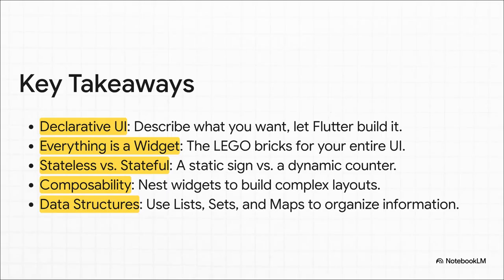So let's do a super quick recap of the big ideas. First, think declaratively. Just describe the UI you want. Second, never ever forget that core mantra. Everything is a widget. They're your Lego bricks for literally everything. Third, know the difference between a static sign, which is a stateless widget, and a dynamic counter, which is a stateful one. Fourth, you build your app through composability, nesting those simple widgets together. And finally, use the right tools, lists, sets, and maps to organize all your information.